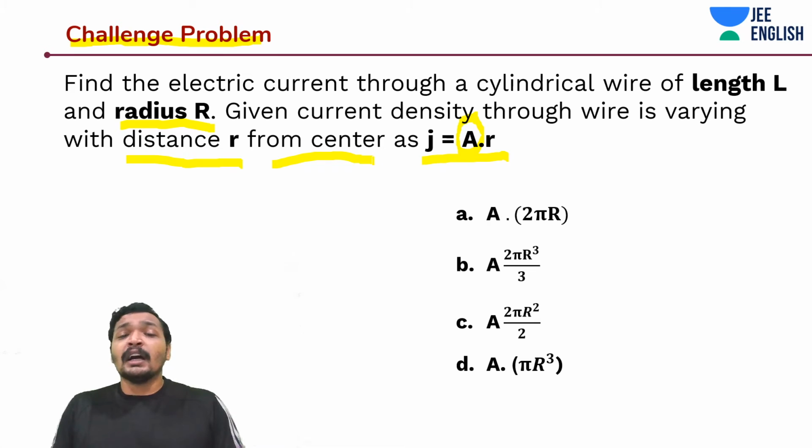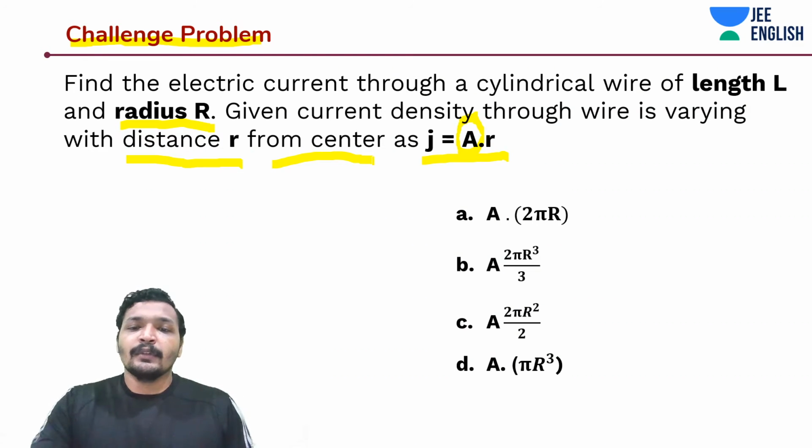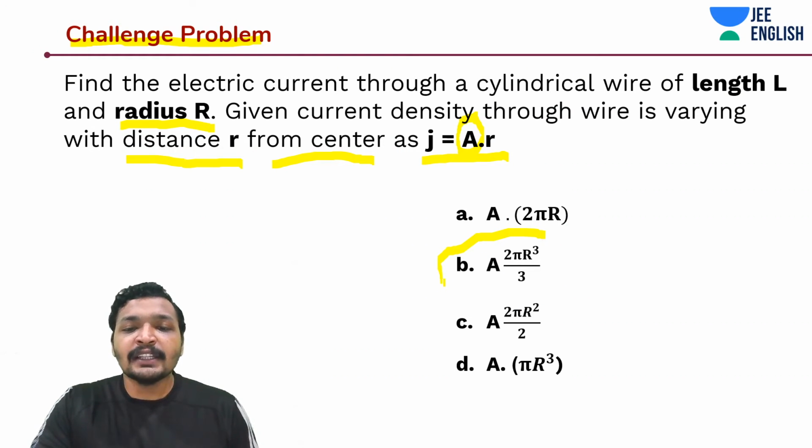So it's going to be 2 pi r square dr integrated from r to 0. What is it going to be? 2 pi r cube. Once you integrate it, it's going to be cube, but there should be a 3 in the denominator. So 2 pi r cube by 3 into a is the answer. Actually, it's going to be a into 2 pi r cube by 3 minus 0. But minus 0 is basically nothing, so it's a into 2 pi r cube by 3. So this is the answer, guys. It's a very, very simple one.